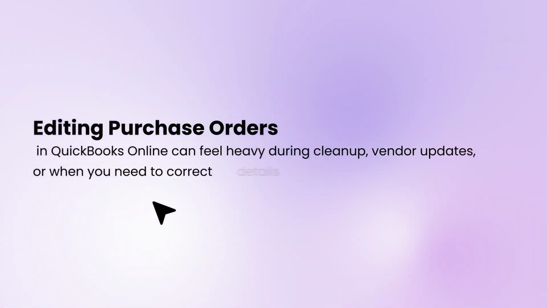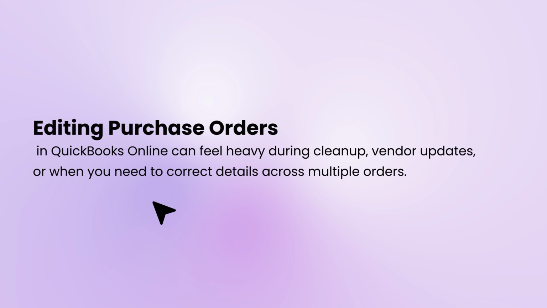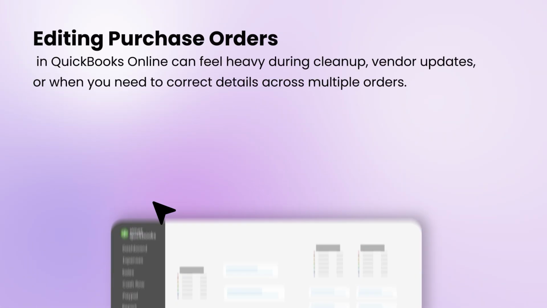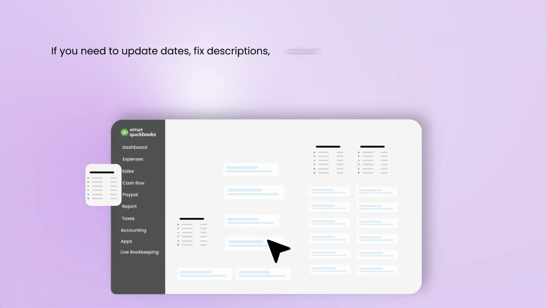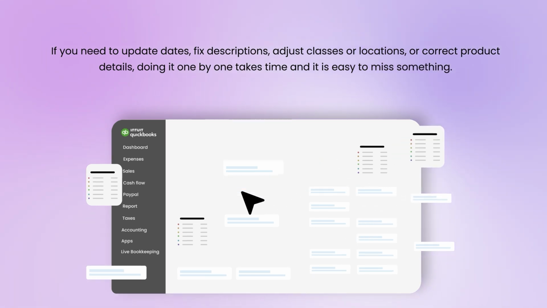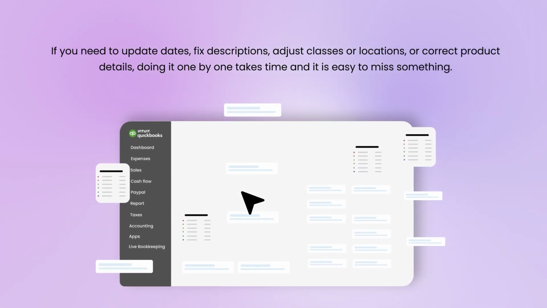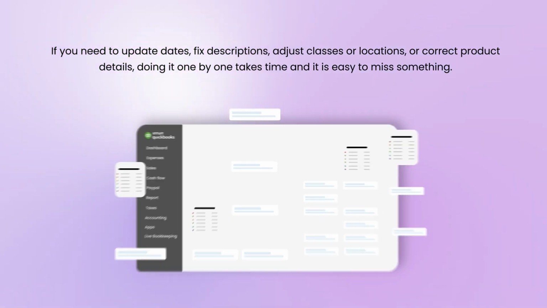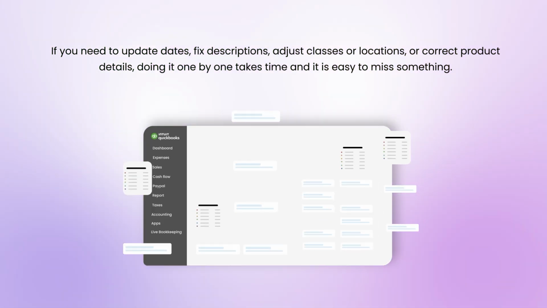Editing purchase orders in QuickBooks Online can feel heavy during cleanup, vendor updates, or when you need to correct details across multiple orders. If you need to update dates, fix descriptions, adjust classes or locations, or correct product details, doing it one by one takes time, and it is easy to miss something.